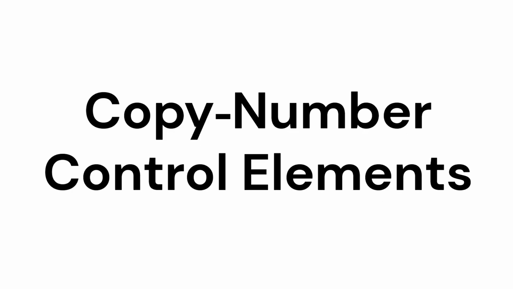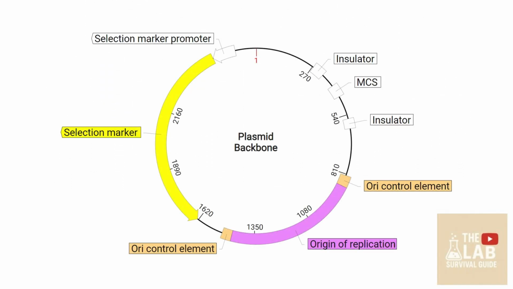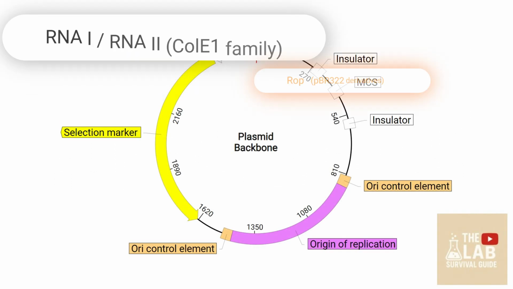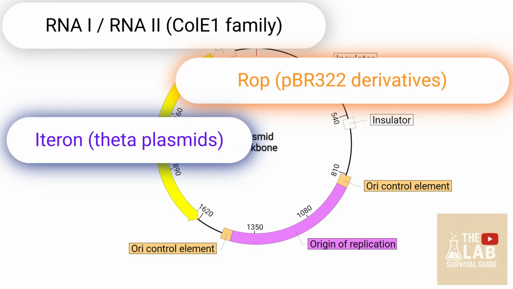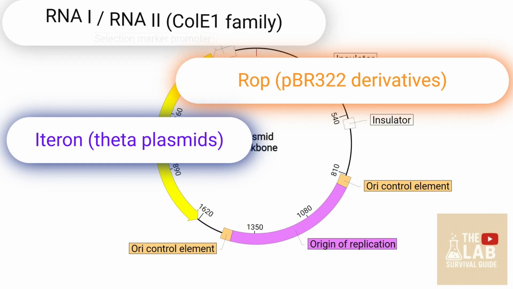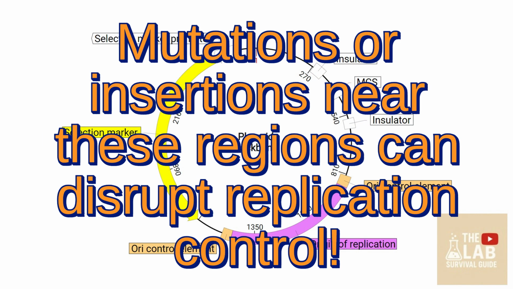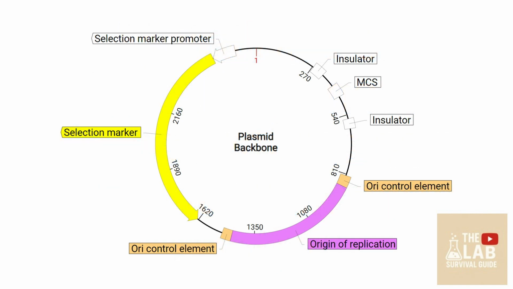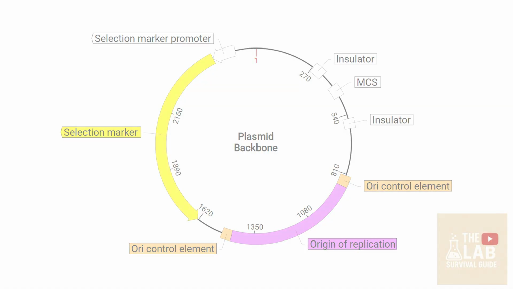Copy number control elements. These elements sit close to the origin of replication because they directly regulate how frequently the plasmid initiates replication and fine-tune replication frequency. But these regions are sensitive. Mutations or inserting sequences too close to them can destabilize copy number regulation, leading to unpredictable plasmid yields, altered metabolic burden, or even growth defects.